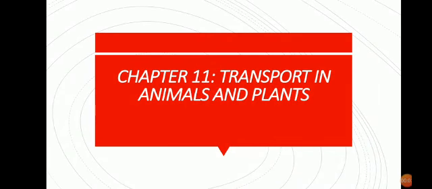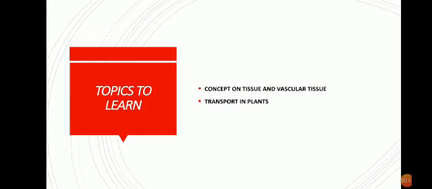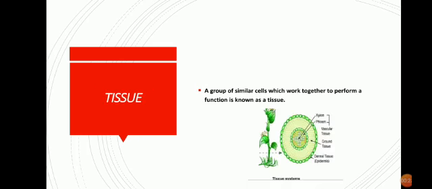Hello students. So today we will be discussing the last topic of the chapter, transport in animals and plants. Our topic of discussion is vascular tissue. First of all, we should know what a tissue is, and then we will be discussing in detail the vascular tissues and their function in plants. So let's proceed. What is a tissue?